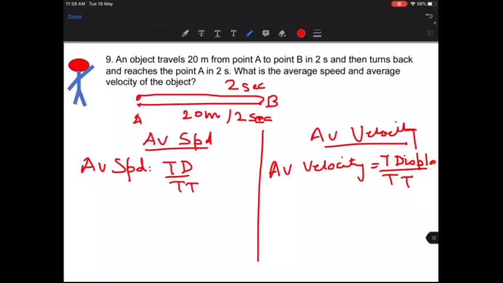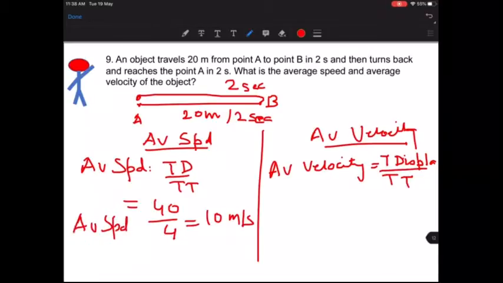Now look at this. What is the formula for average speed? It is total distance upon total time. What is the formula for average velocity? It is total displacement upon total time. There is a lot of difference between distance and displacement that we learned. So let's see what is the total distance. Total distance is going to be 40 meters because 20 it goes and 20 it comes back. What is the total time? 4 seconds. So what is the average speed we are getting? 10 meters per second.